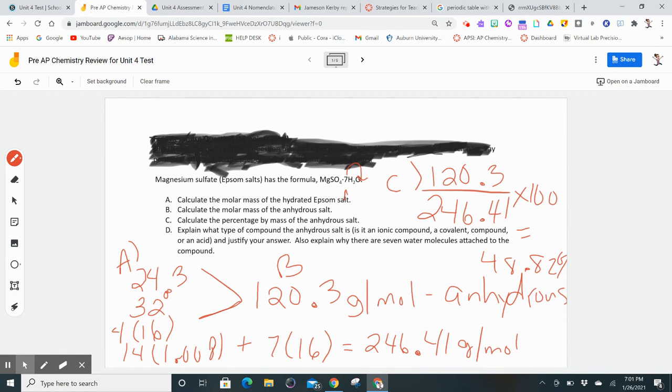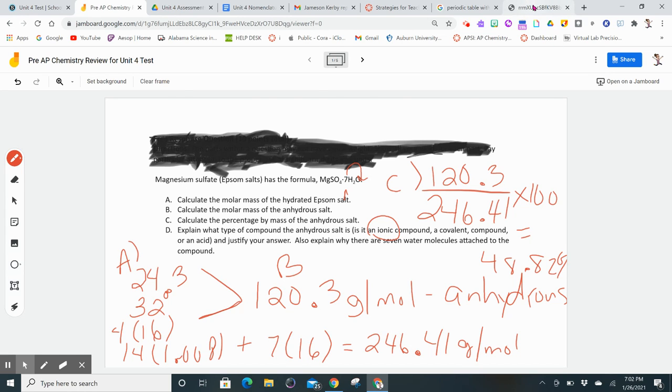On D, it says explain what type of compound an anhydrous salt is. Is it ionic? Is it covalent? Or is it an acid? Well, it is going to be ionic because I have a metal, and I do not have a hydrogen in front. That would make it an acid. If I had all nonmetals, that would make it covalent.